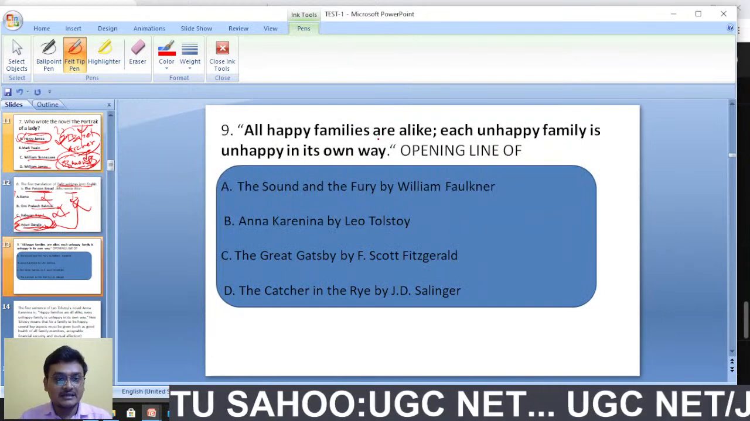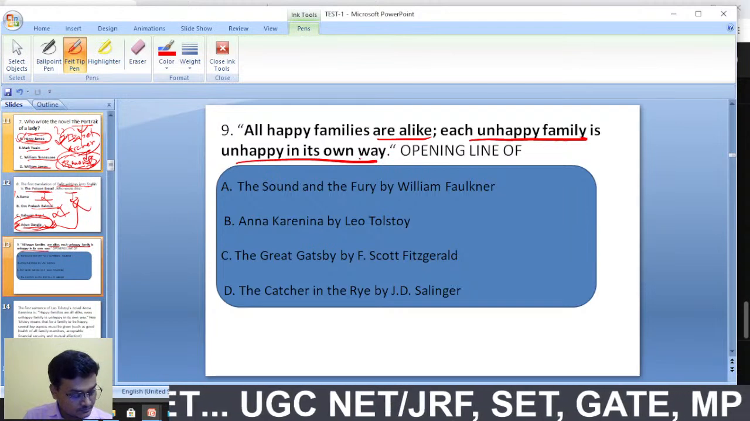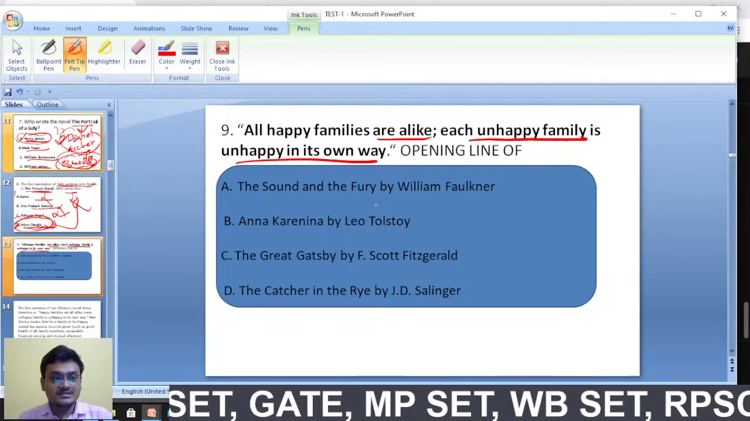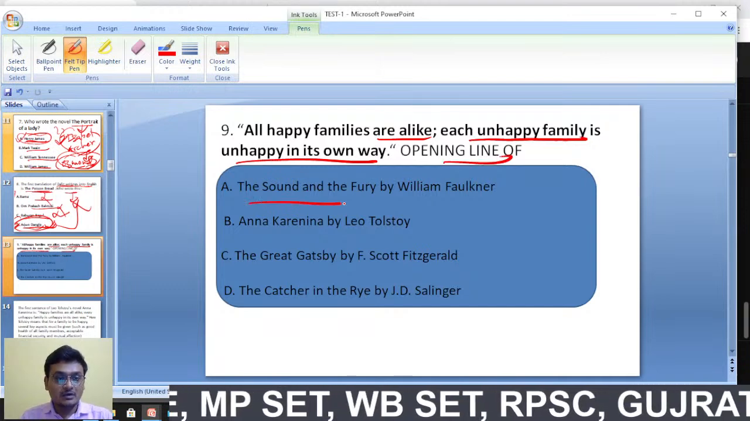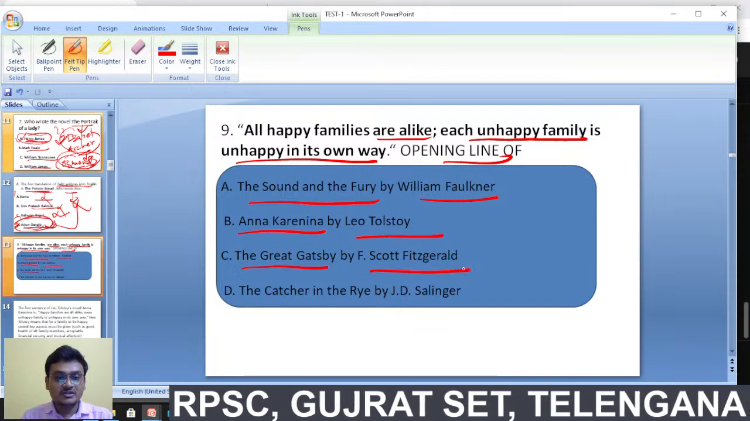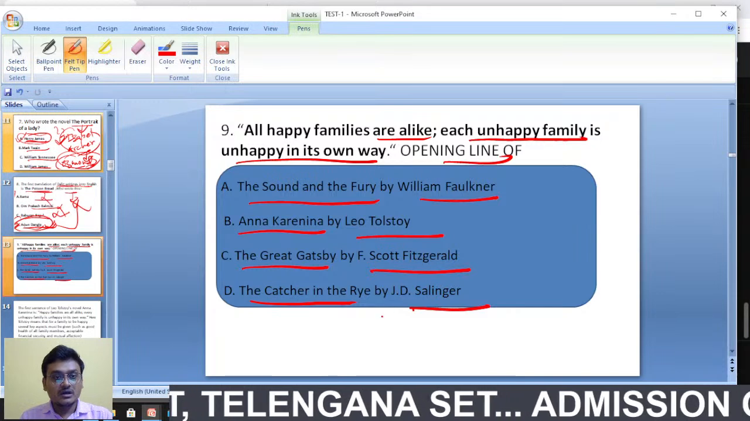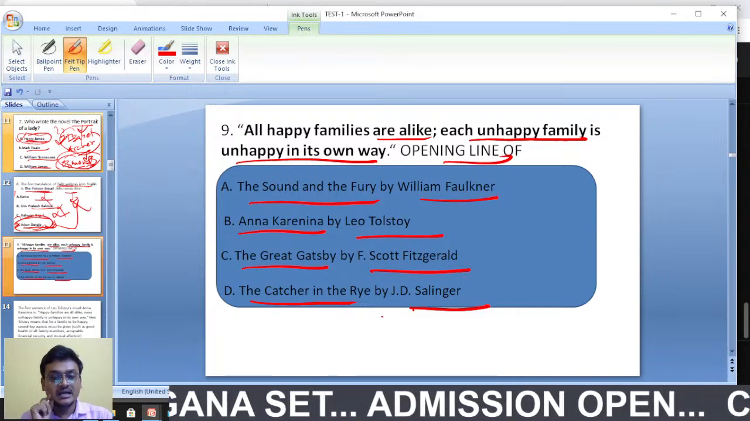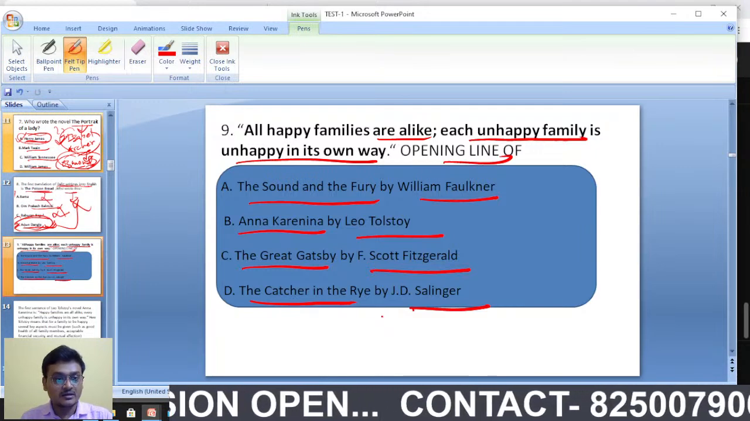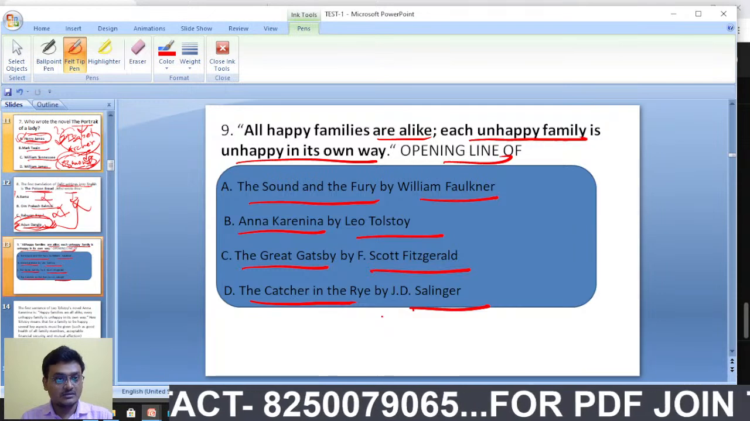All happy families are alike. Each unhappy family is unhappy in its own way. This is the famous opening line of which work? The Sound and the Fury by William Faulkner, Anna Karenina by Leo Tolstoy, The Great Gatsby by F. Scott Fitzgerald, or The Catcher in the Rye by J.D. Salinger?